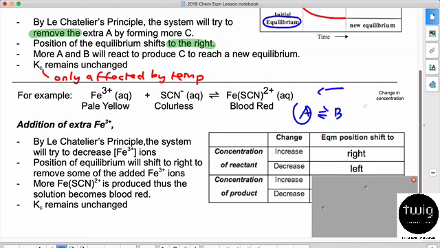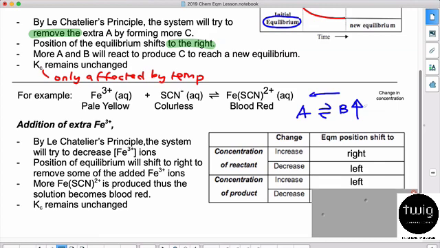Shift to the left. What happens if I put in more product? A and B, right? So very quickly, if I increase B, shift where? Left, because it must make B lesser and lesser. Quite easy, yeah? Of course, if I take away B, like just now, it must produce more B, so it will shift right. Okay, very straightforward. Let's try the question.